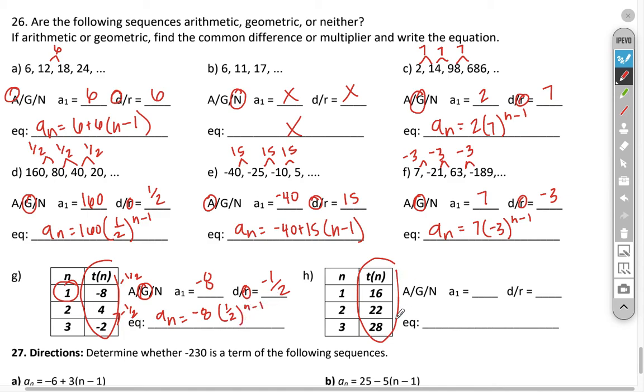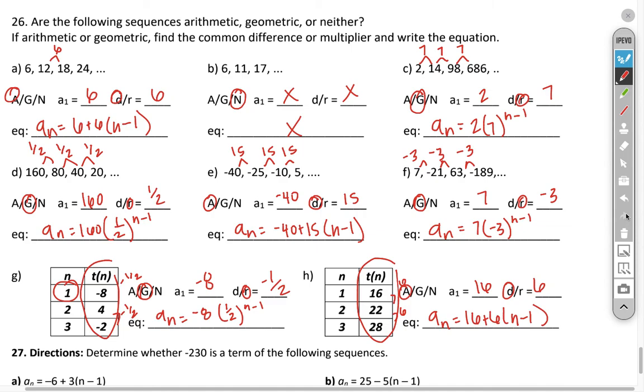Okay, so here we've got 16, 22, and 28. Pretty confident this one's going to be arithmetic. So we have 28 minus 22. It's going to give us 6. And then 22 minus 16 also gives us 6. So it is arithmetic. Our a sub 1 is 16. We have a difference of 6. So we have a sub n equals 16 plus 6 times n minus 1.